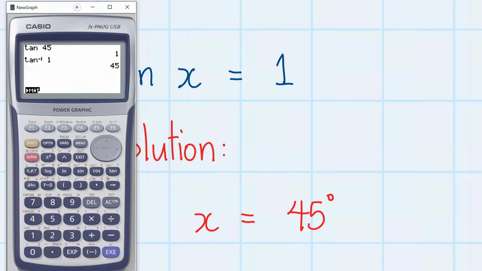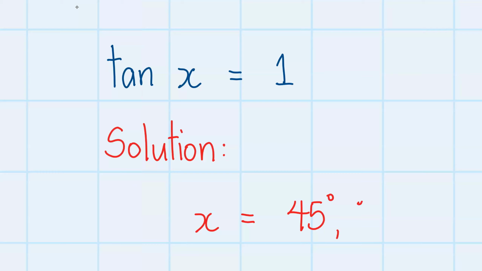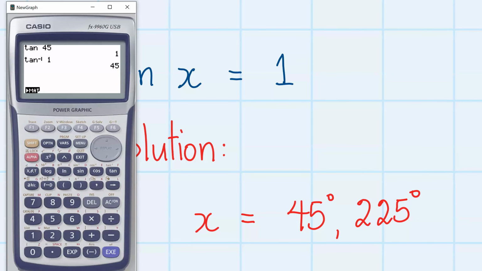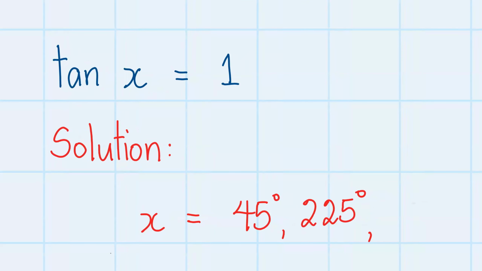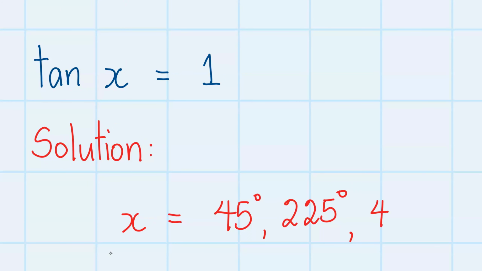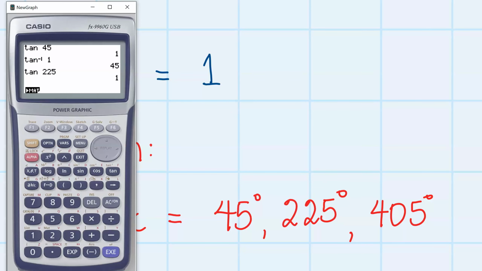However, we know that there are other solutions to this as well. So for example, I know from experience that the tan of 225 degrees is also 1. Don't believe me? Let's have a look and see. So tan 225. Yep, that's also 1. In fact, I also know that the tan of 405 degrees is also 1. Let's see if I'm fibbing. So tan 405. Correct, that's also 1.